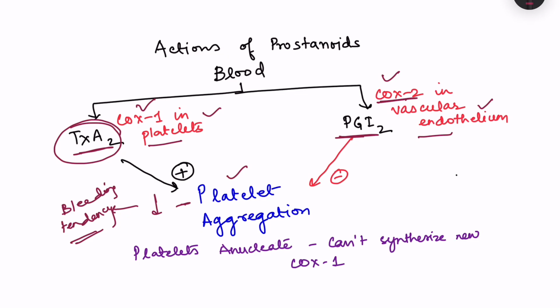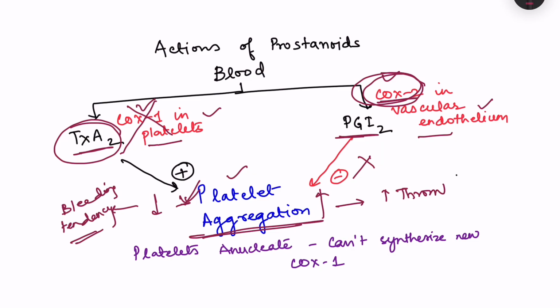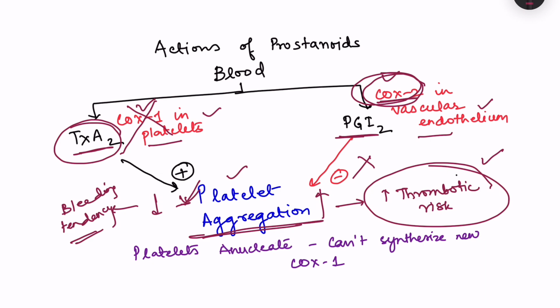But with preferential COX-2 inhibitors and selective COX-2 inhibitors, this is not affected. Only COX-2 is affected. So platelet aggregation, this pathway is intact. On the other hand, this pathway is inhibited. So that means that is going to increase the platelet aggregation. So this is going to increase the thrombotic risk. Okay, so please remember, very important, that preferential COX-2 inhibitors and selective COX-2 inhibitors will increase the thrombotic risk, while the non-selective COX inhibitors are going to increase the bleeding tendency.